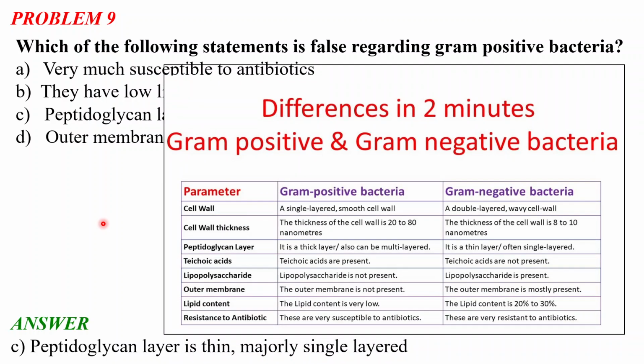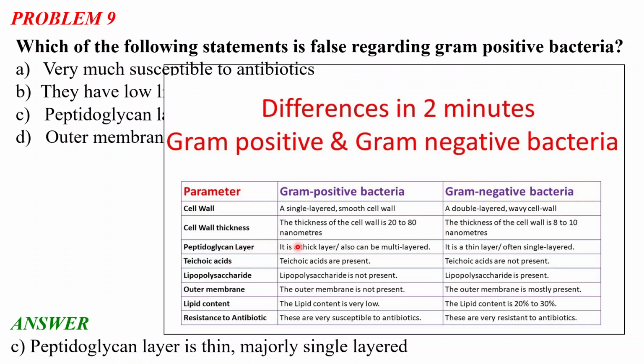Okay. So for the differences between gram positive and gram negative bacteria, the parameters we will judge for these two kinds of bacteria are cell wall thickness, peptidoglycan layer, teichoic acid, lipopolysaccharides, outer membrane, lipid content, and resistance to antibiotics. In case of gram positive bacteria, the cell wall is a single layer smooth cell wall. But in case of gram negative bacteria, the cell wall is a double layer wavy cell wall. The thickness of the cell wall is 20 to 80 nanometers in case of gram positive, but in case of gram negative, the cell wall thickness is 8 to 10 nanometers.